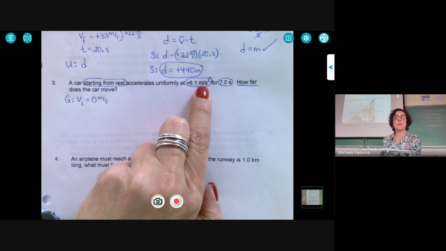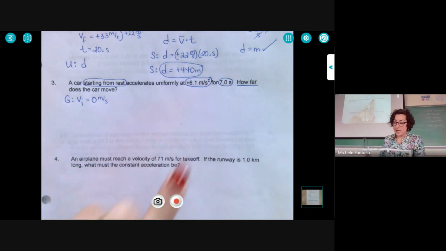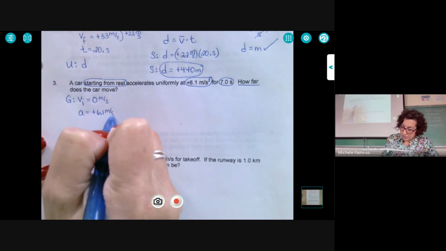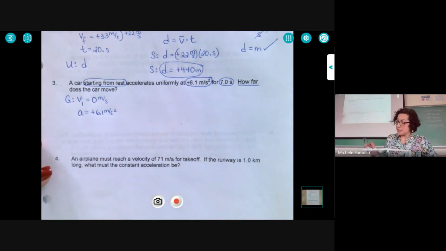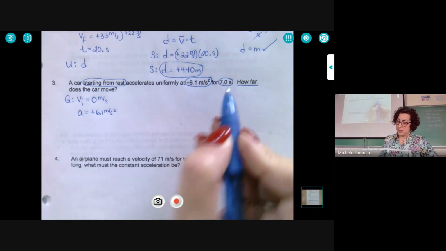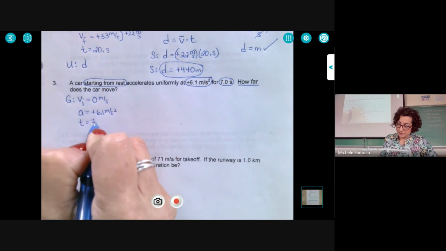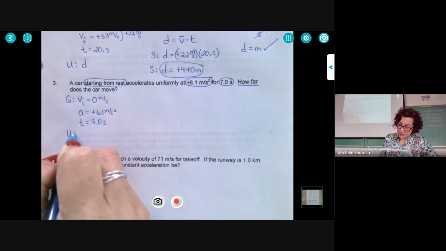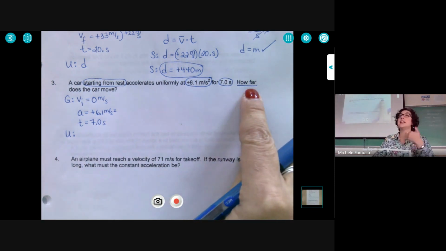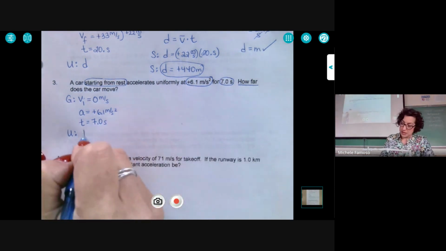What is this measurement? Mike, can you tell me what the positive 6.1 meters per second squared is a measurement of? The units, meters per second squared, are the units of? Yes, so that is lowercase a. Talia, can you tell me what the 7.0 seconds is a measurement of? Lowercase t. Nate, what is my unknown letter here? d. How far means distance specifically, not a displacement.